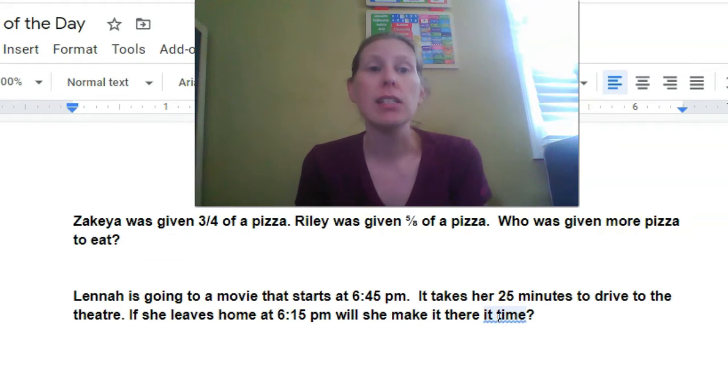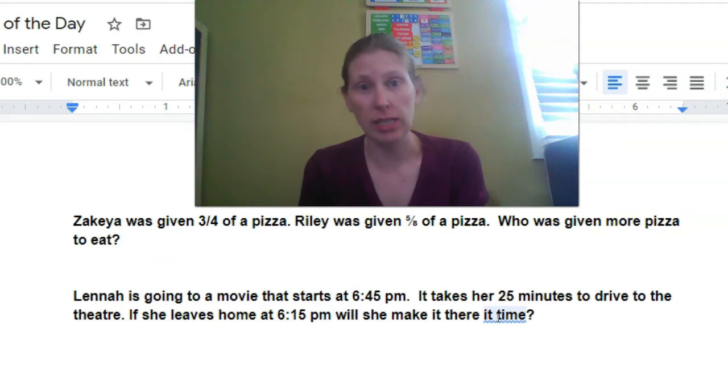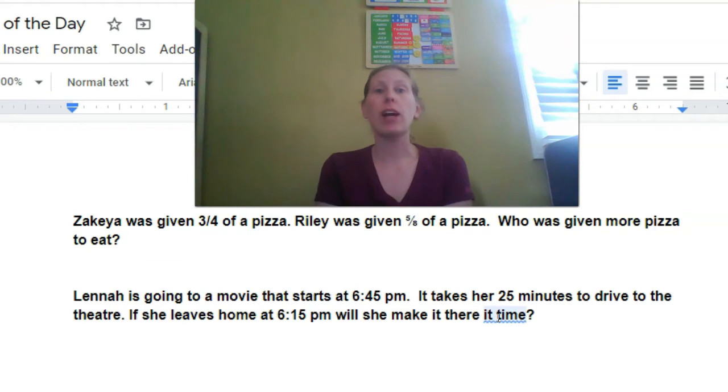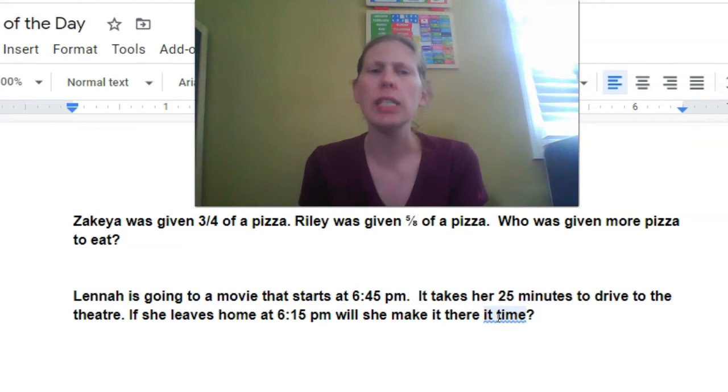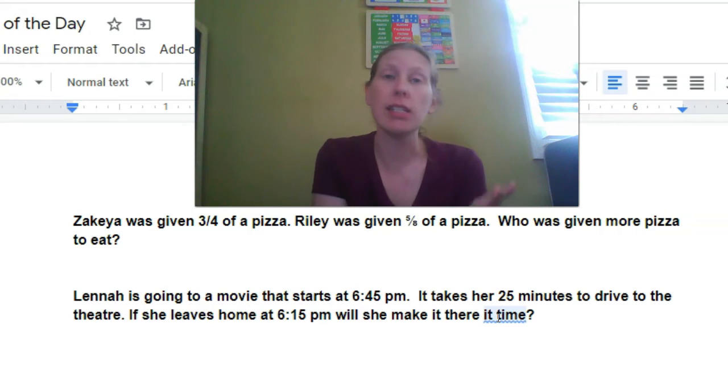First problem, Zakia was given 3/4 of a pizza. Riley was given 5/8 of a pizza. Who was given more pizza to eat? Now for this problem I should have specified the pizzas that they're eating, they're coming from the same size.